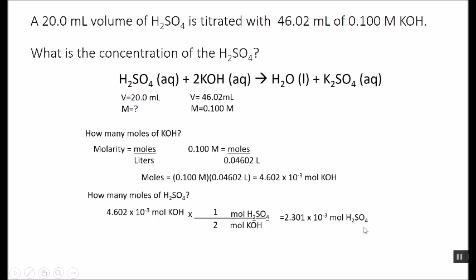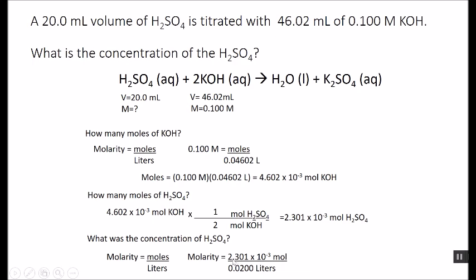Now, we've done a lot of steps. We've got one more to do, because now we have moles of sulfuric acid, we have volume of sulfuric acid, and we're trying to get molarity. So molarity is the moles per liter. We've got moles here, 2.3 times 10 to the negative 3. We've got liters, that comes from the volume up here. And we can just do a little bit of simple math to get the molarity of the sulfuric acid.